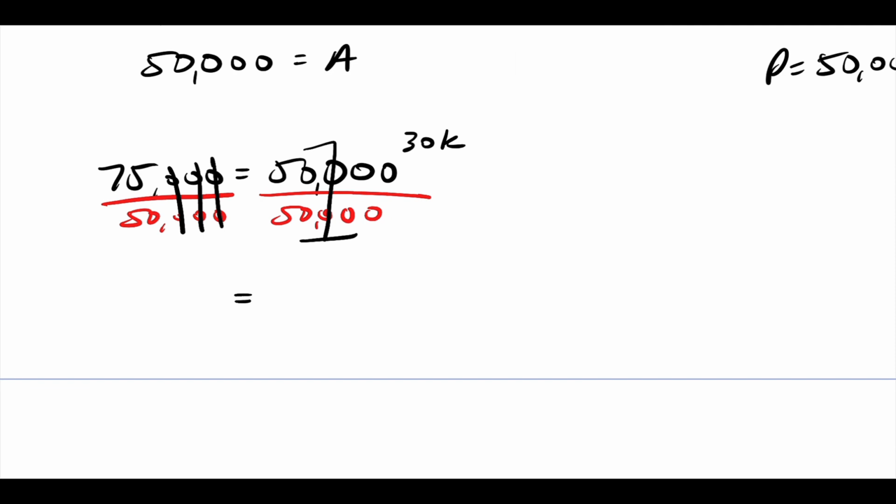So really it's just 75 divided by 50 when you cancel out all the zeros. That's going to be 3 over 2. Leave it as 3 over 2. Don't change it as a decimal, sorry. Leave it as a fraction.